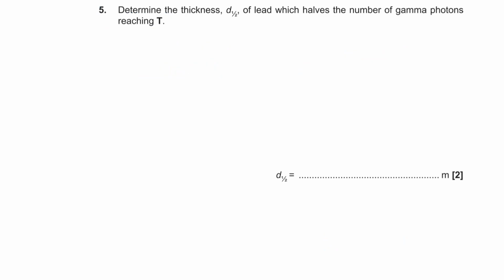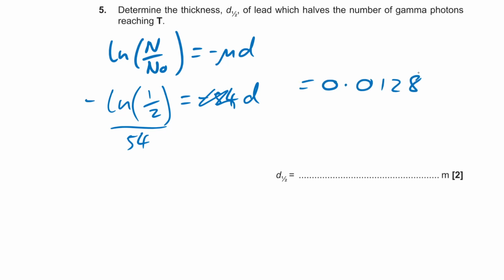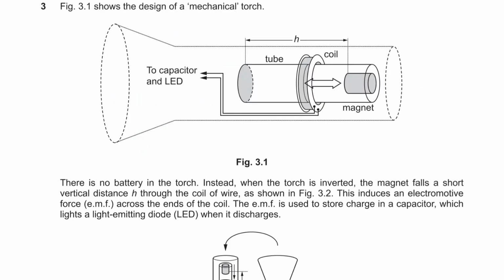Determine the thickness which halves the number of gamma photons. Fine. So we said log of n over n0 is equal to minus mu d. So if we're looking for half, we're looking for log of a half equals minus 54 d. So therefore, we just need to take the 54 over the other side. Make sure we have a minus in there as well. And it gives us 0.0128 meters. We should probably go to 2 sig figs, seeing that that's what our gradient was to. So 0.013 meters.